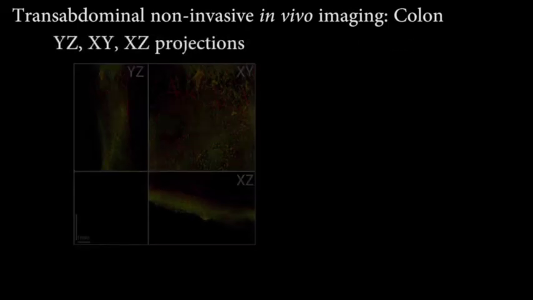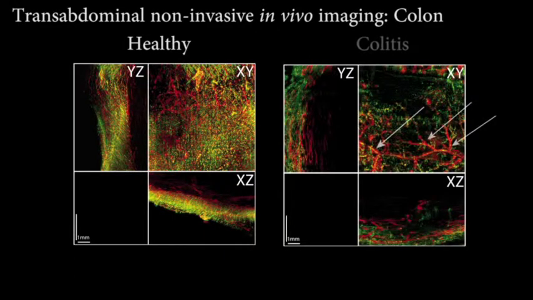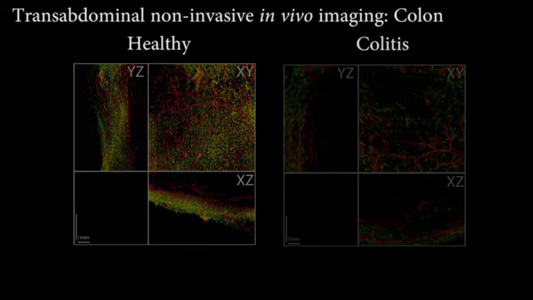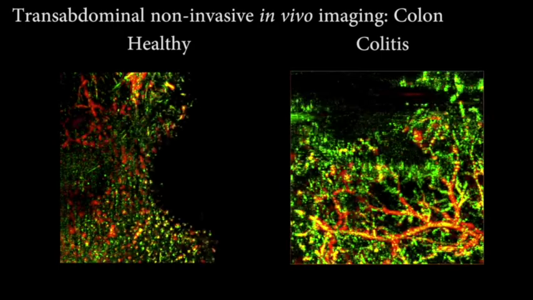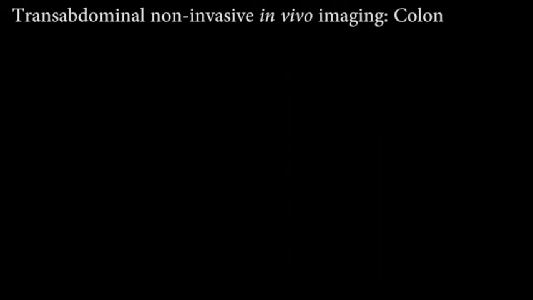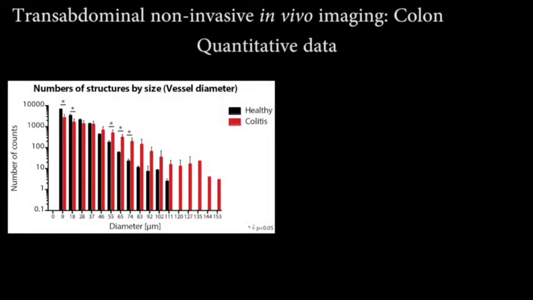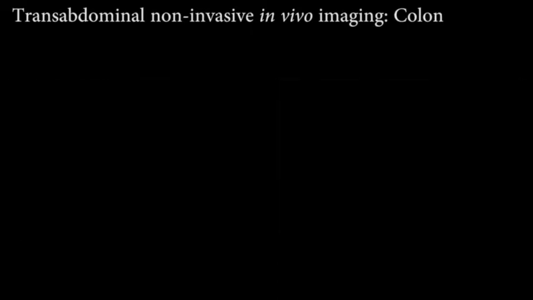These features are also easily visible in orthogonal projections from both healthy and inflamed mice, or in a similar way when you move through the z-axis in a maximum intensity projection. This can quantitatively measure differences in healthy and diseased tissue, as shown by an increased vessel diameter and increased blood volume in the inflammatory state.